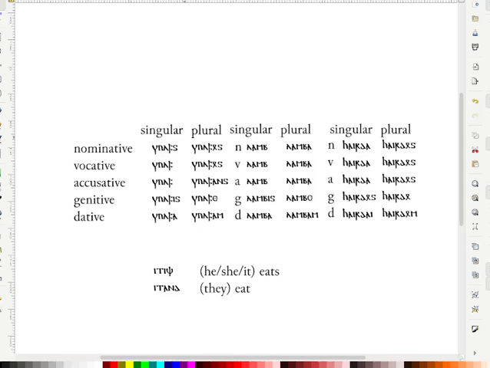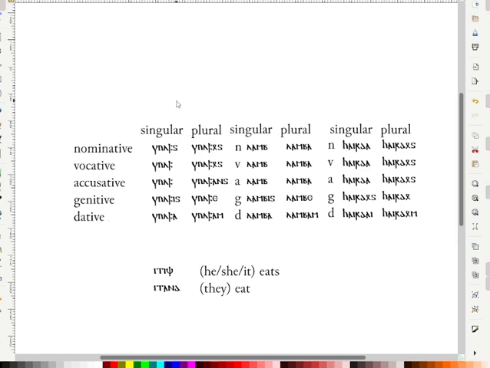So I have the word wolf, sheep, and herd in Gothic. The reason I have these words is to show you the different cases in Gothic. So you have the nominative case, the vocative case, the accusative case, the genitive case, and the dative case. And those are all the cases in Gothic.